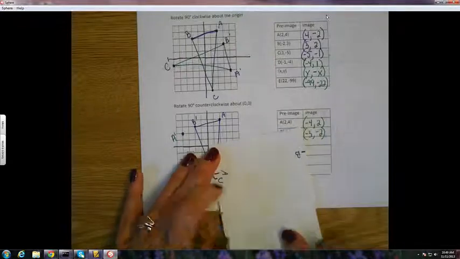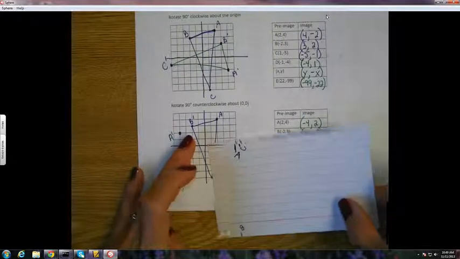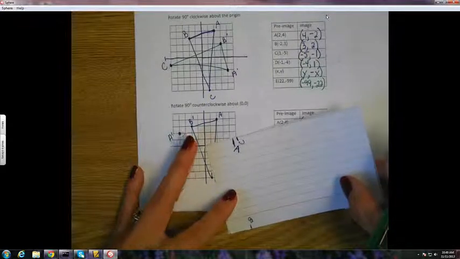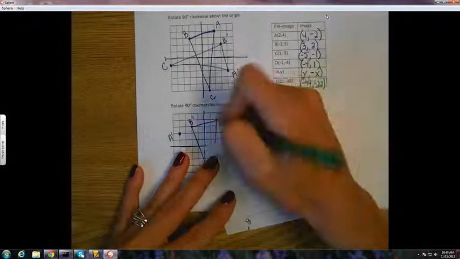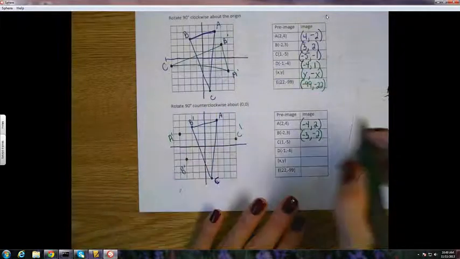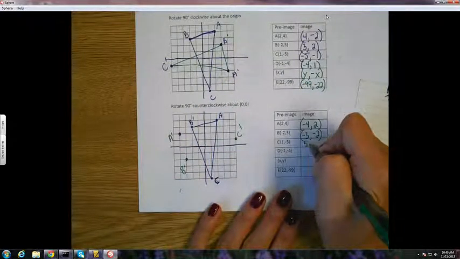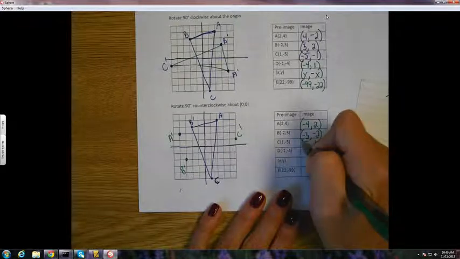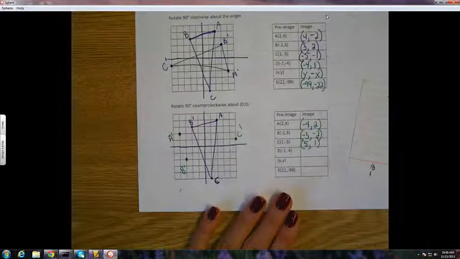Okay, flip that over. Line that up with C. It's right over here. That's at 5, 1. Okay.